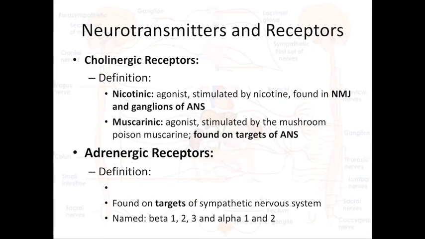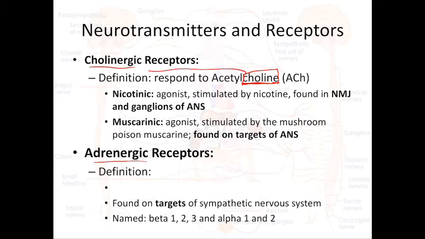Okay, let's look some more definitions here. We have two different types, main types of receptors, two categories of receptors at least. We have cholinergic receptors and adrenergic receptors. These are both named by what those receptors respond to. Okay, so cholinergic responds to acetylcholine, right? So we got the choline part here. The whole choline word is also found right here, right? Choline. Okay, so the cholinergic receptors respond to acetylcholine.